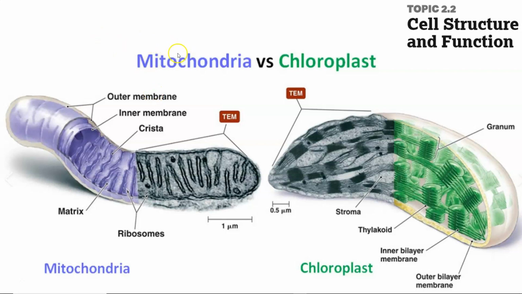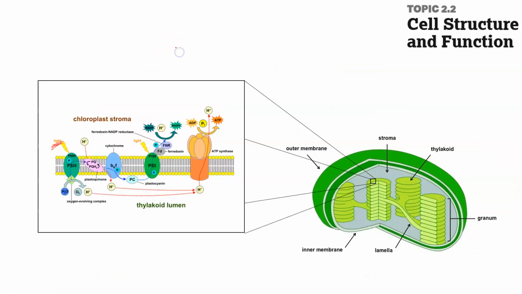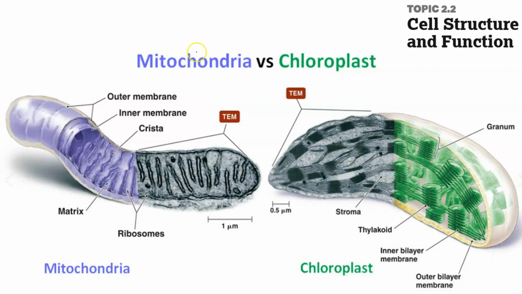Okay, so off to topic 2.2. Whoops, we are going to be talking about the mitochondria and the chloroplasts today. Two specific organelles. Not every eukaryotic cell has a chloroplast. Every eukaryotic cell does have mitochondria, right? These are kind of our energy producers.